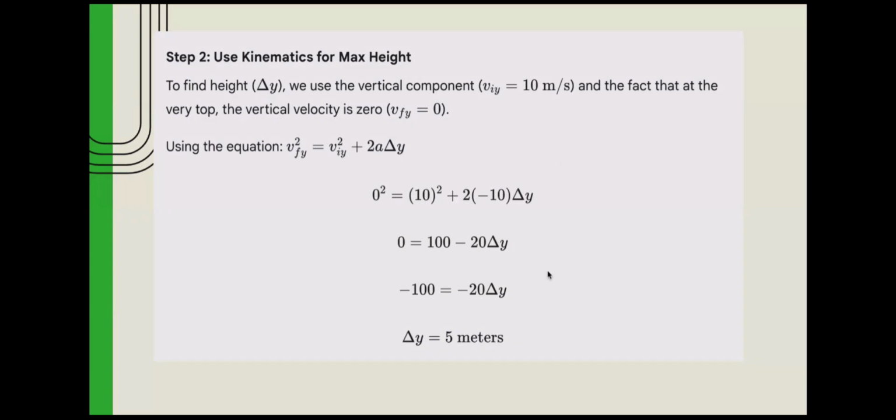And we also know the final y velocity, because at the top, the ball's gonna come to a complete stop, so the velocity is gonna be 0. So if you plug those three values in and solve for delta y, we get 5 meters.